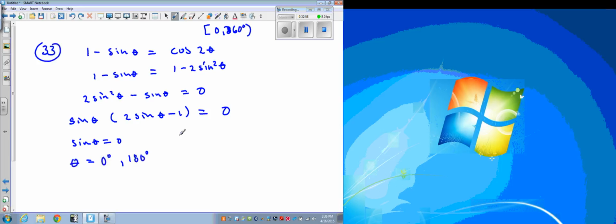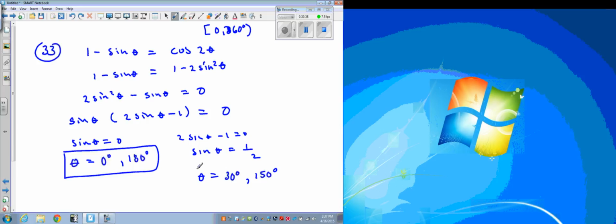Alright. So the next one is we take 2 sine theta minus 1 equals 0. So this is sine theta equals 1 over 2, right? Now theta is where? 30 degrees and 150. And that's it, right? Those two.